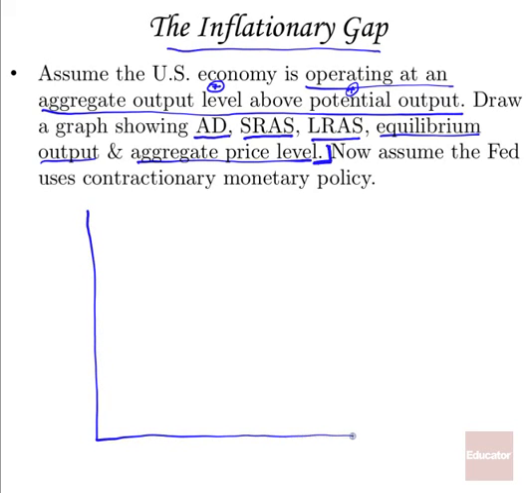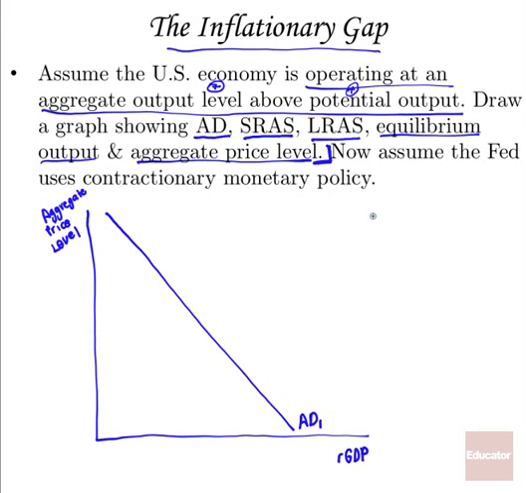The x-axis is going to be real GDP. The y-axis is going to be the aggregate price level. If you just put price level, it should be okay, but it doesn't hurt to write aggregate price level here. And aggregate demand here. Now, what is aggregate demand? Let's label this AD1 here.